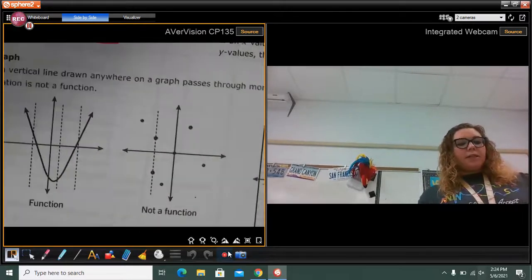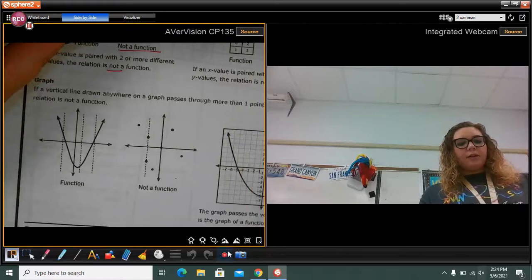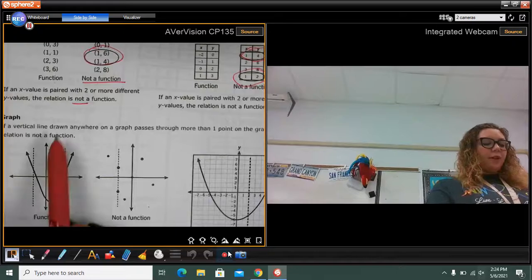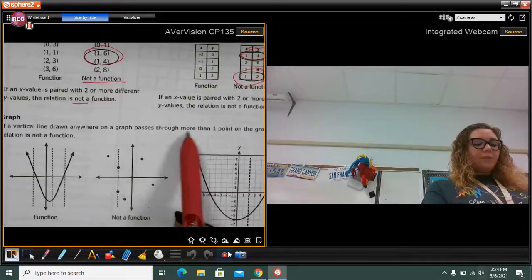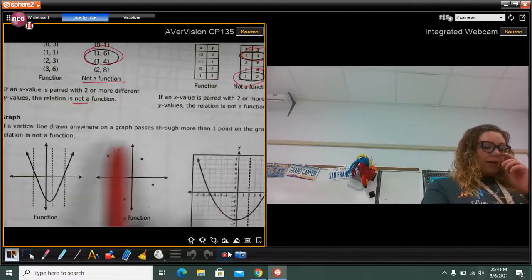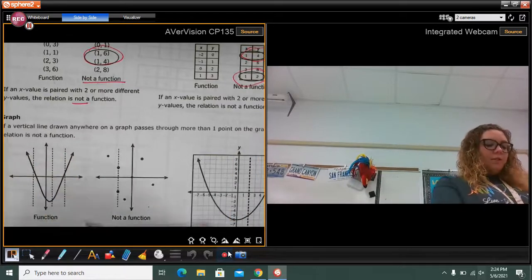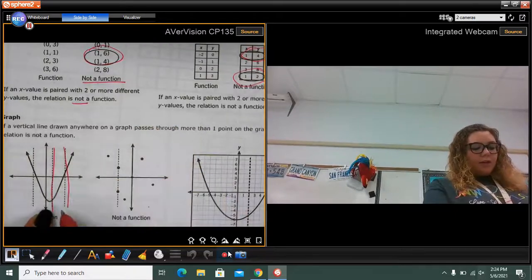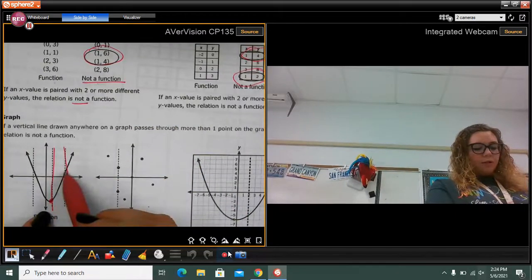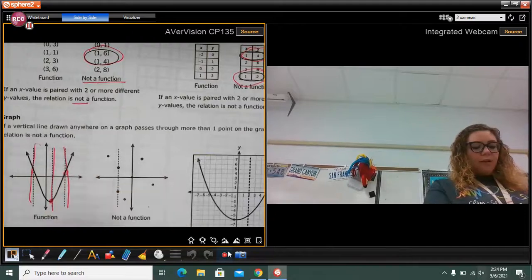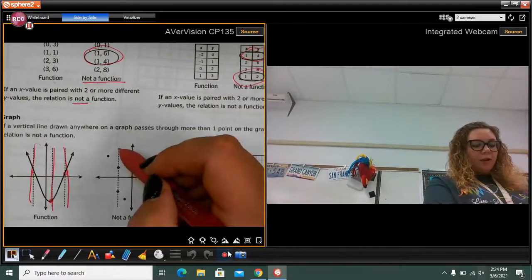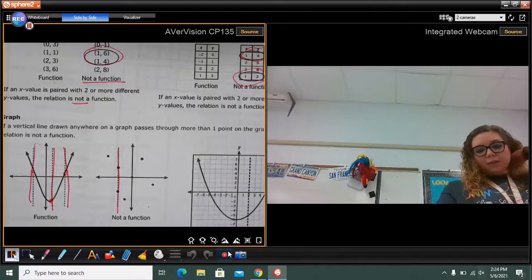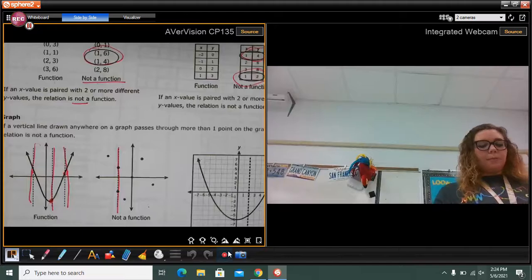Now graphs are a little bit easier. Graphs, you just look at it. You can do a test. If a vertical line drawn anywhere on the graph passes through more than one point on the graph, the relation is not a function. So if I was to take this graph and draw a vertical line straight through, it only crosses this graph once. So it's a function. However, if I were to draw a line here through these points, this is not a function because this line is going through more than one point.